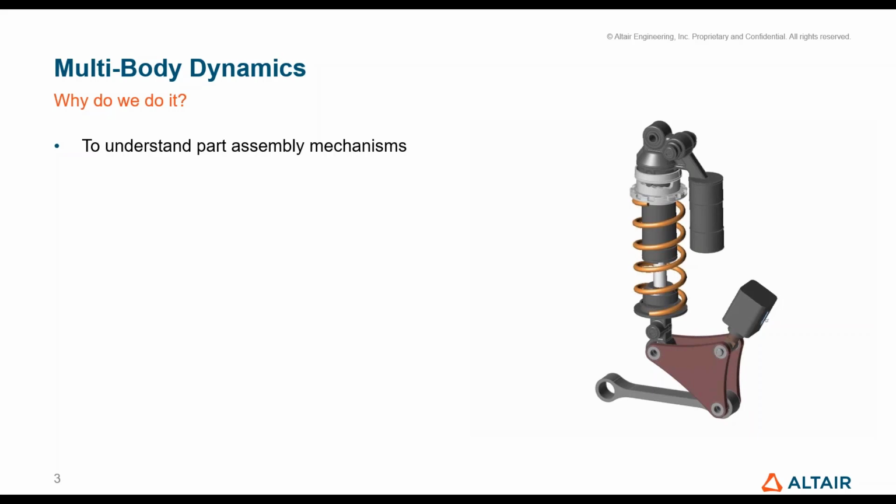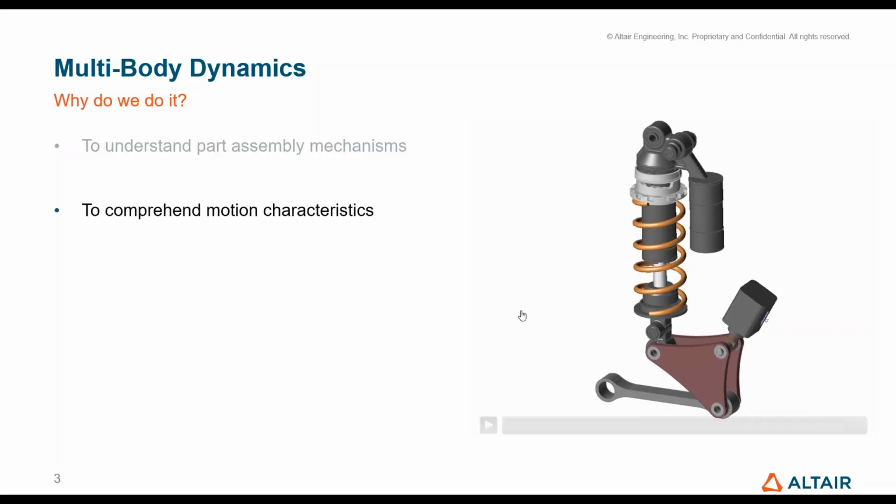When we're looking at an assembly, we want to look at more than one part itself and how each of those parts are moving in conjunction to one another. This is when we want to do a multi-body dynamic analysis. So it's understanding your part assembly mechanisms, understanding how parts move relative to one another. And through doing that, you can also look at the motion characteristics.